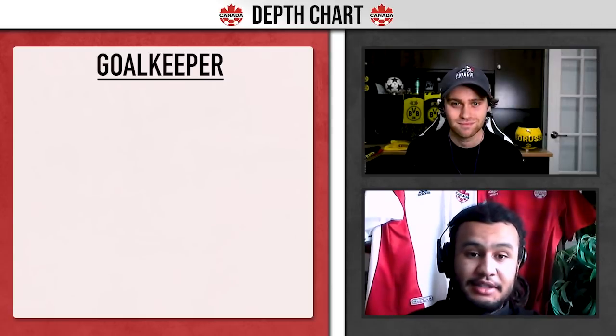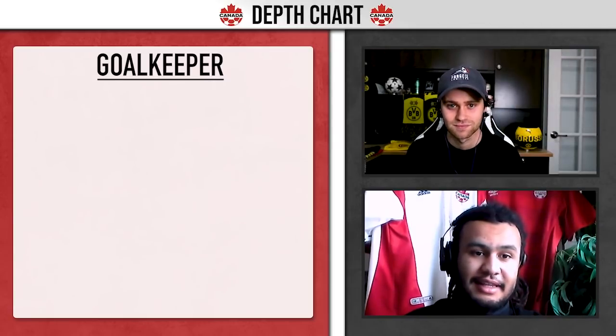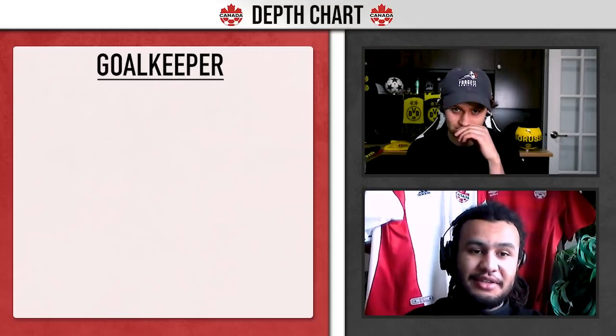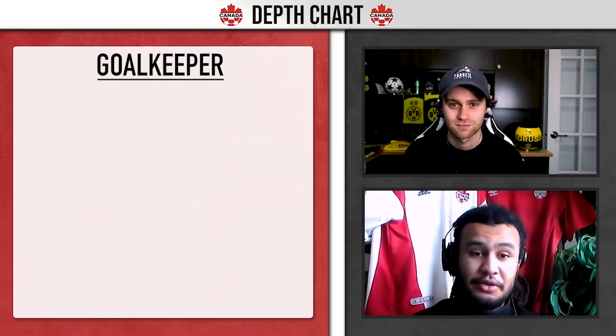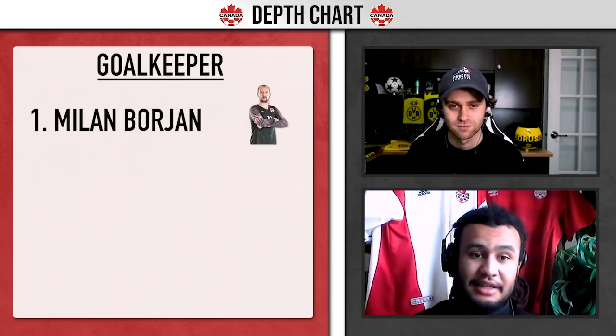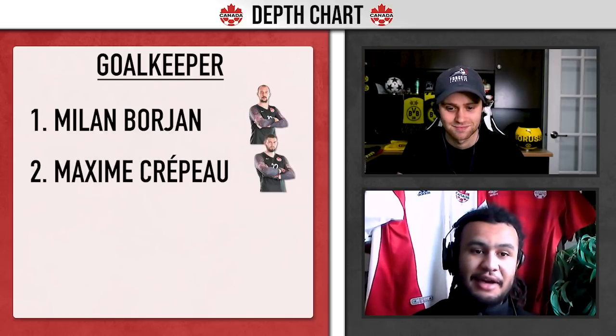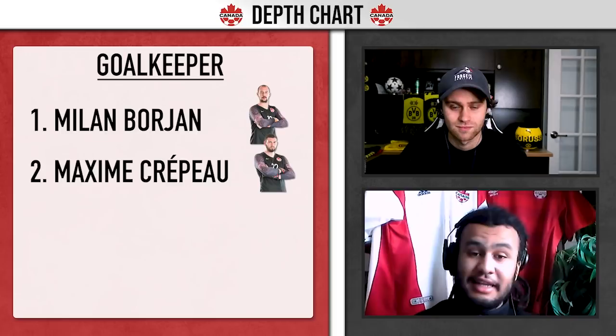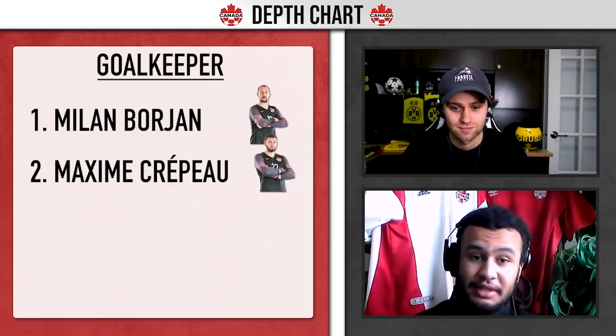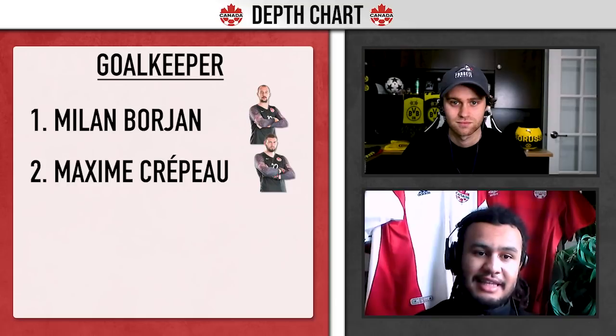Yeah, for sure. To start, it's pretty straightforward. I think it's a position that we've seen throughout the years. In goal, you got Milan Borjan. He's the number one guy right now. And then hot on his heels, Maxime Crépeau. I think that's going to be a battle to watch over the next few years, especially if Borjan heads to MLS, as some rumors might point to. Obviously, right now he has that advantage playing in a top European league.